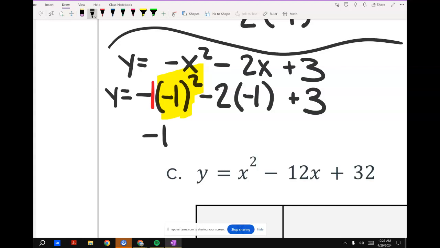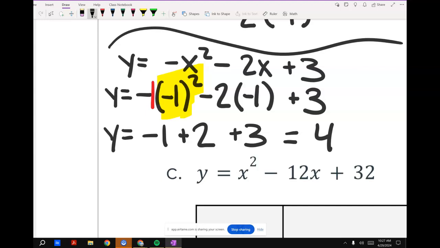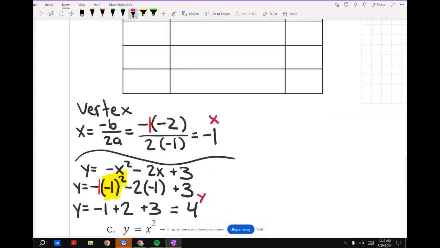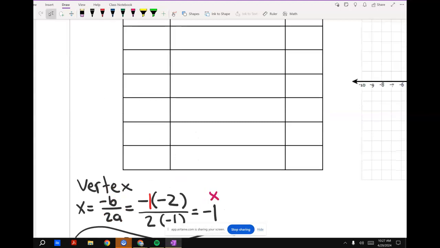A negative 2 times negative 1 would be positive 2 because a negative times a negative is a positive. And then we add the plus 3 in the back. So -1 plus 2 is just 1. And we add 3 to that, we get 4. So our y value is 4. So that's going to fill in the middle of our table. Putting in our vertex first. -1, +4. That's your vertex.